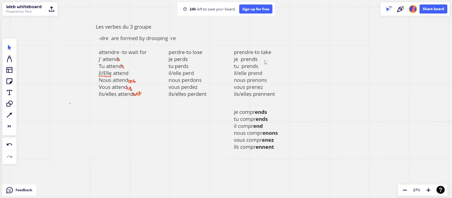Now other verbs such as vendre, which means to sell, dépendre, which means to depend, répondre, which means to answer, and descendre, which means to come down. These other verbs have the same kind of conjugations, and I hope many doubts are being cleared in this chapter.